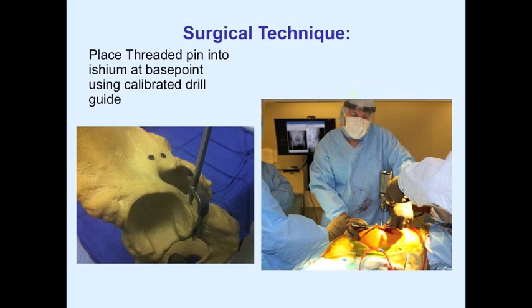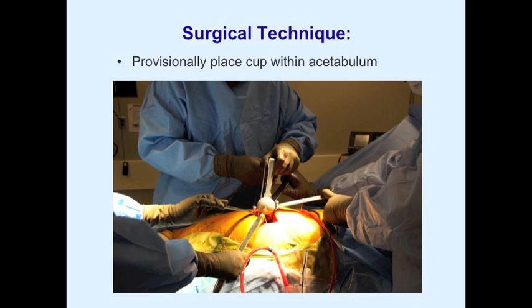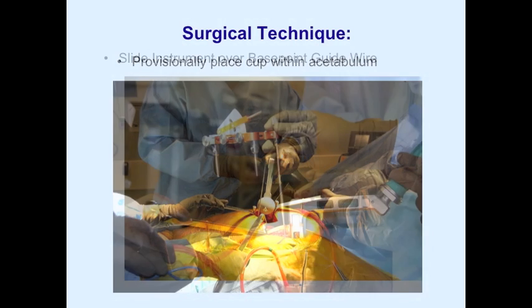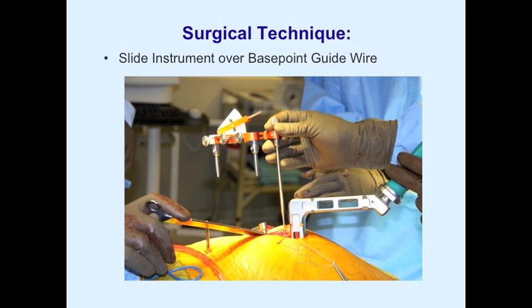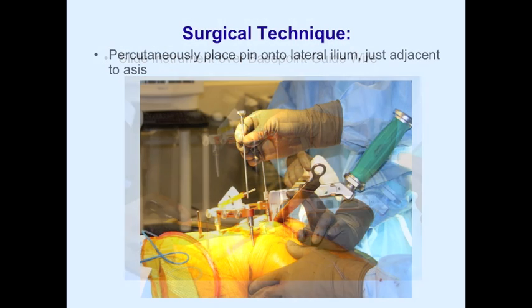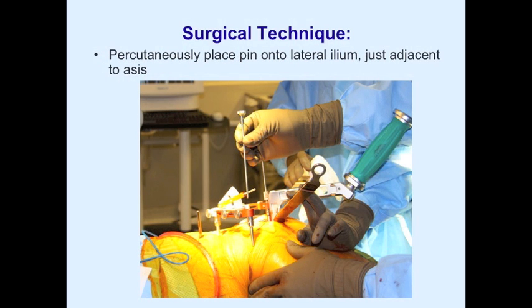Once you've done that in surgery, you prepare the cup. We use a calibrated drill guide to find the base point down on the ischium, and we put a guide pin there. Then we place the cup through the incision and then slide the navigation instrument over that onto the ischium and lock it down. Next thing is to palpate the superior spine and percutaneously put a trocar through a cannula onto the bone, and we palpate that to make sure we're right at the edge with the trocar falling off and on the superior spine to make sure we're in the right place.